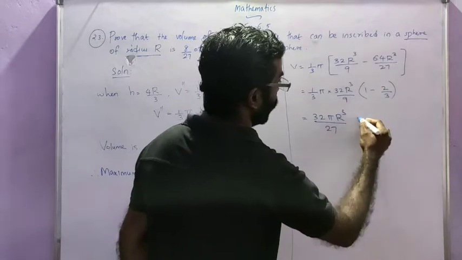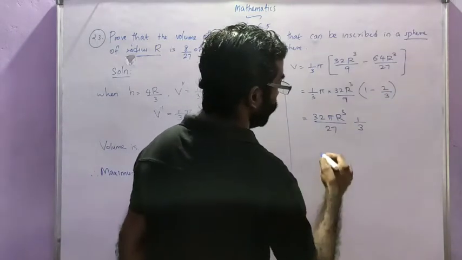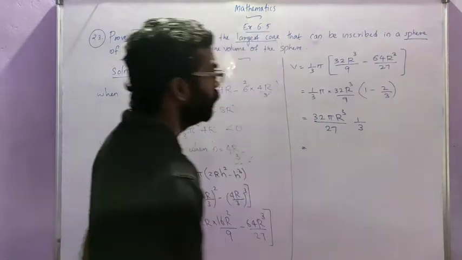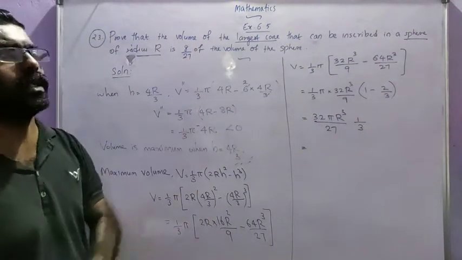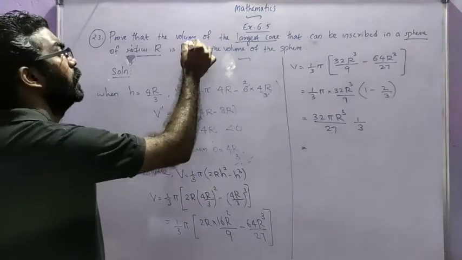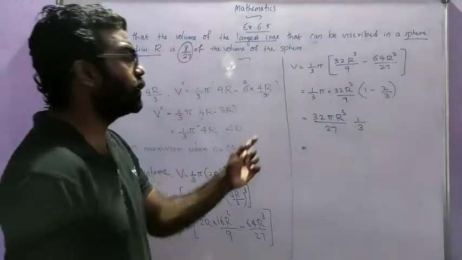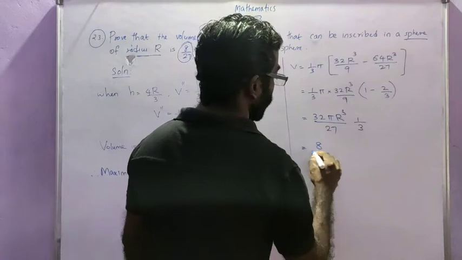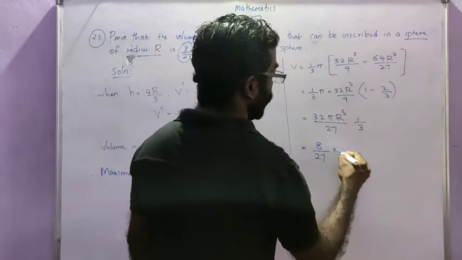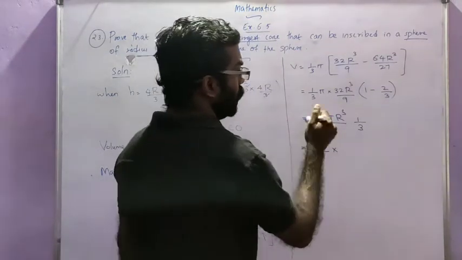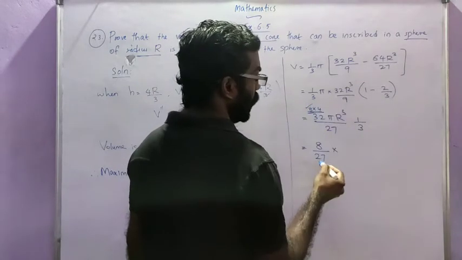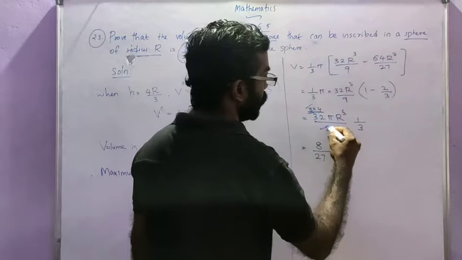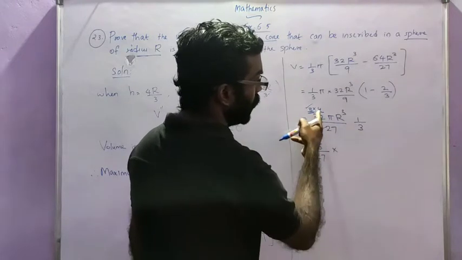3 minus 2 by 3, 1 by 3. And we have to prove the volume of the largest cone is 8 by 27 of the volume of the sphere. So here we can extract 8 by 27. So 8 by 27 into 8 into 4 is 32. That 8 we take it out, 27 also we take it out, and the remaining is 4.